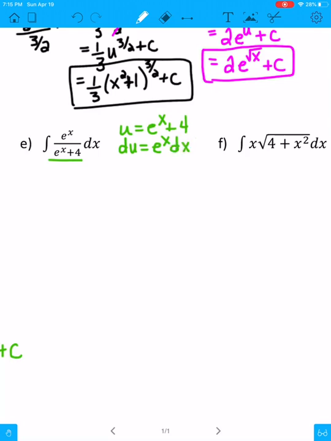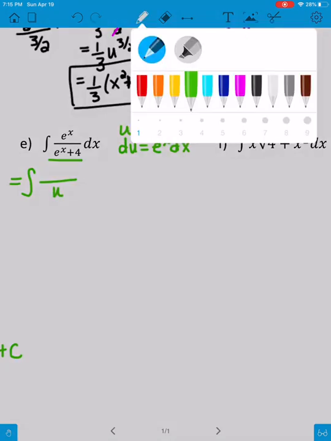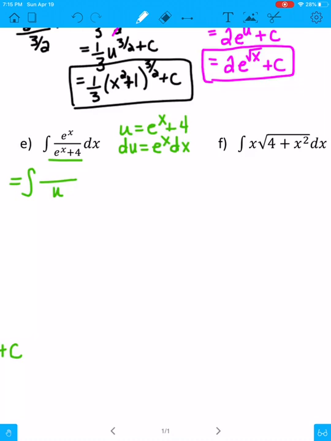Now I try and replace. So I'm going to get the e to the x plus 4 replaced with u. And then I need e to the x times dx to go away. Well, e to the x dx is du. So I'm going to be left with a 1 up here and a du beside it. Well, what's the antiderivative of 1 over u? Sorry, I keep saying derivative because I'm so used to it.